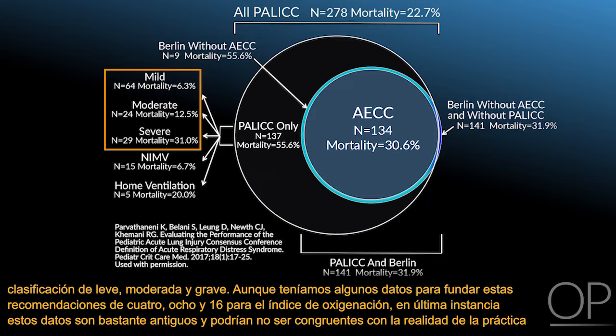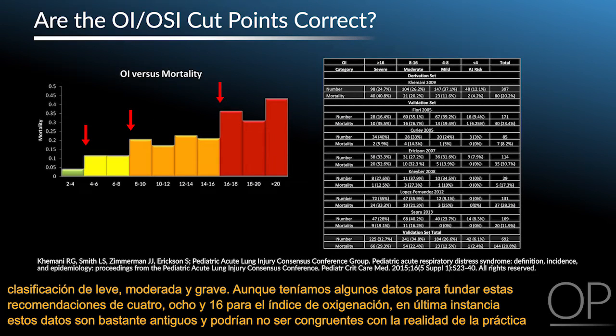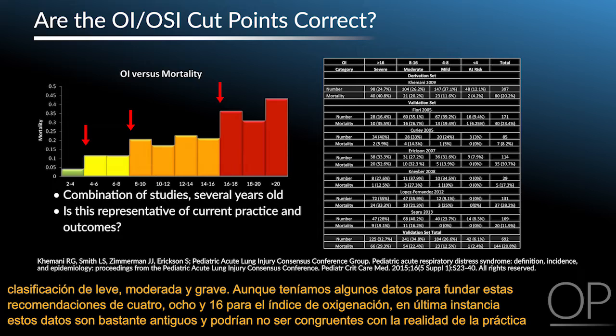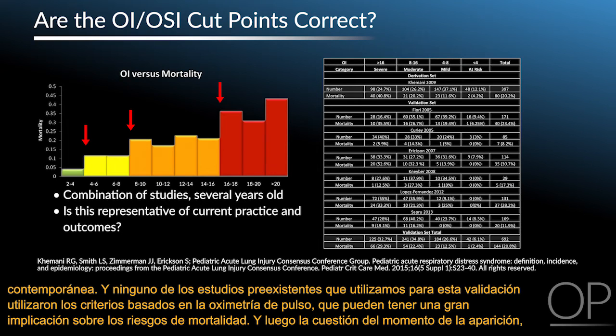While we had some data to base these recommendations of 4, 8, and 16 for the oxygenation index, ultimately this data is quite old, and it might not be congruent with what contemporary practice really is. And none of the pre-existing studies that we used for this validation used the pulse oximetry-based criteria, which may have a big implication about those mortality risks.